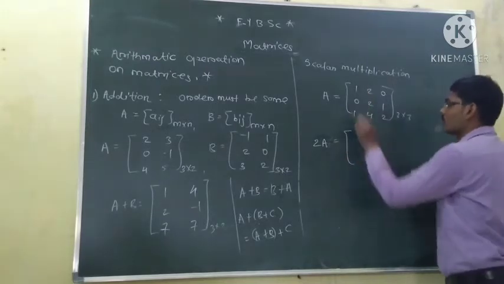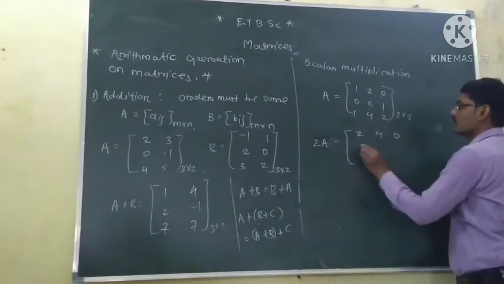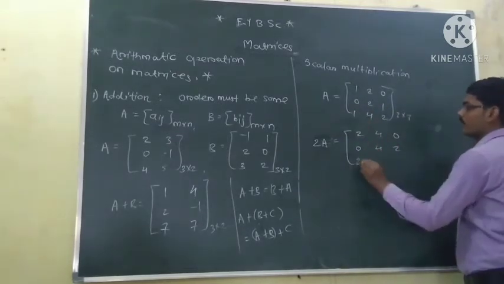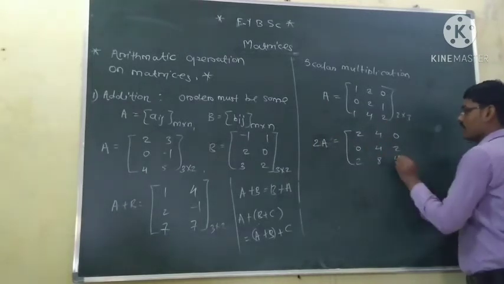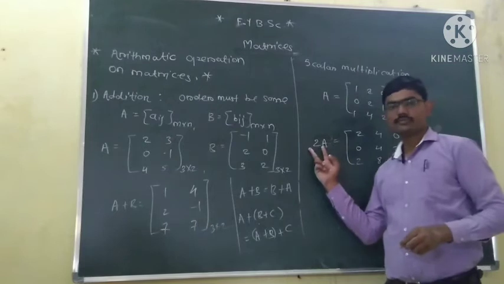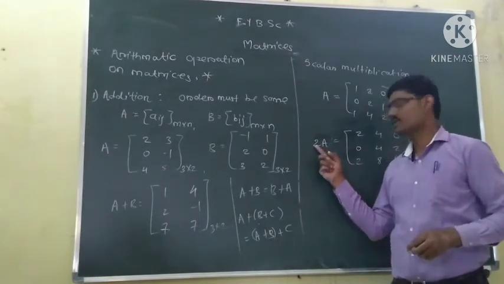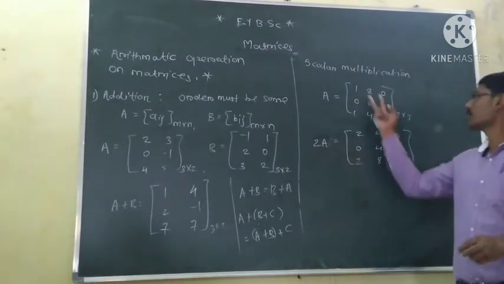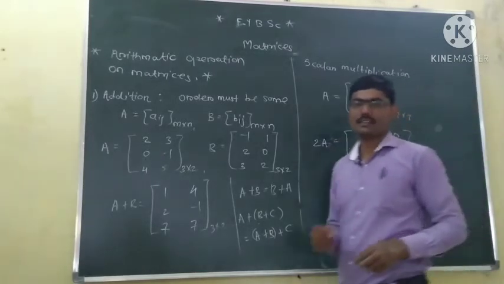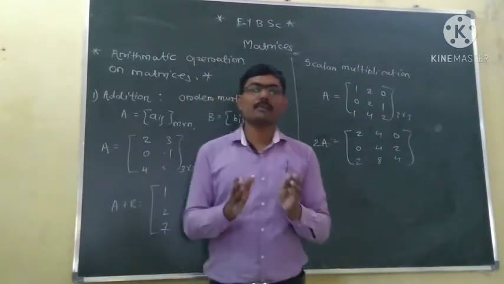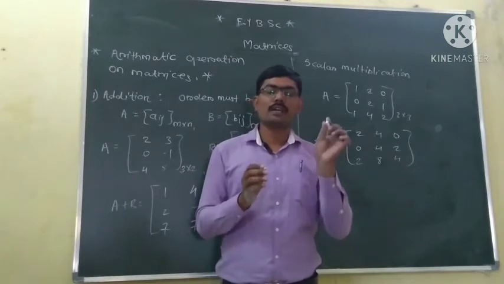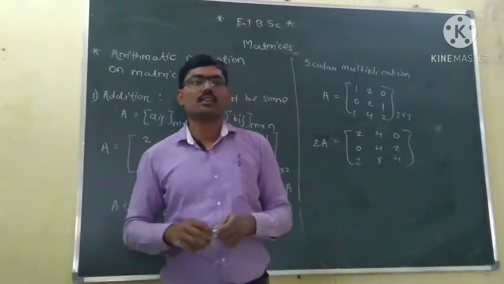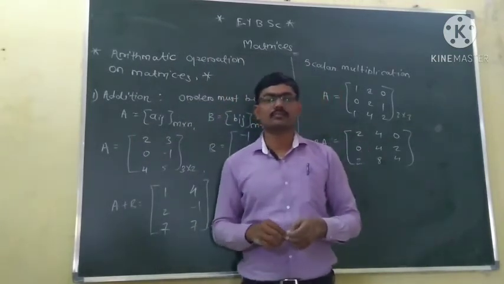So 2A will be equal to 2 into 1, 2 into 4, 2 into 0, 0, 2 into 0, 2 into 4, 2 into 1, 2, again 2 into 1, 2, 2 into 4, 8 and 2 into 4. This is the matrix obtained by scalar multiplication, and the scalar value here is 2. This matrix is obtained by multiplying the matrix A by scalar 2. Just multiply each element by that scalar. Scalar multiplication means if you multiply a matrix by scalar k, then you have to multiply each element of the matrix by that scalar.